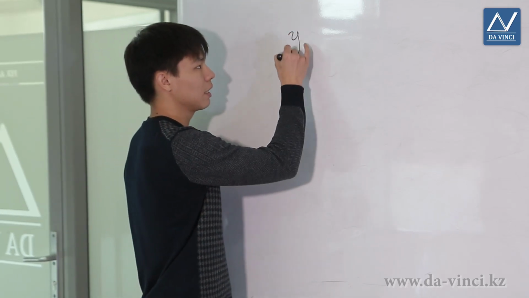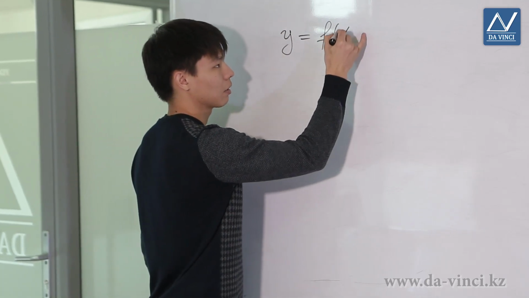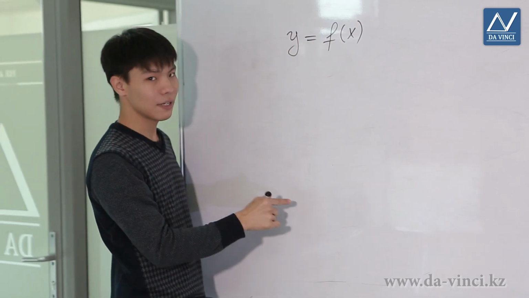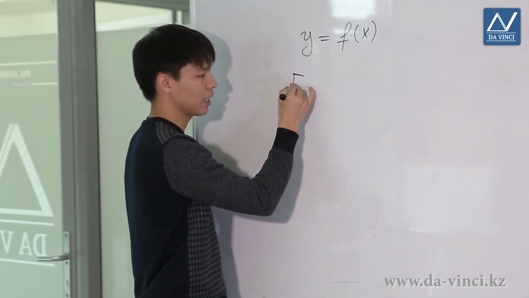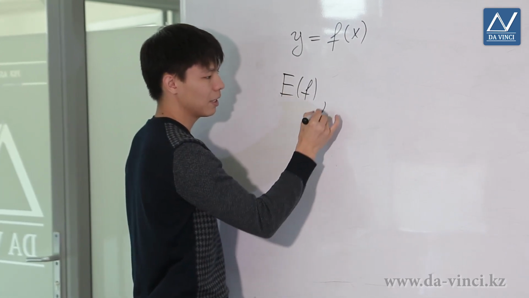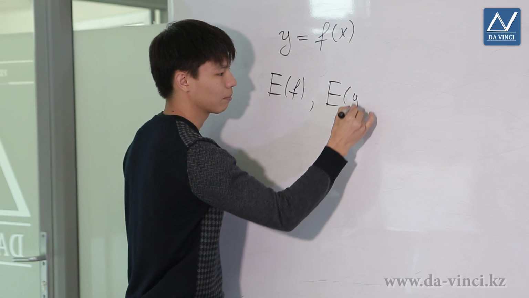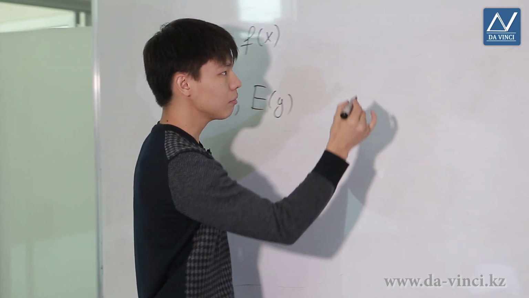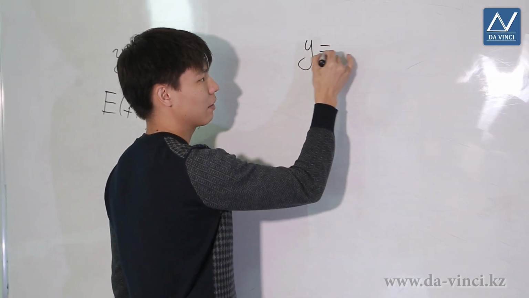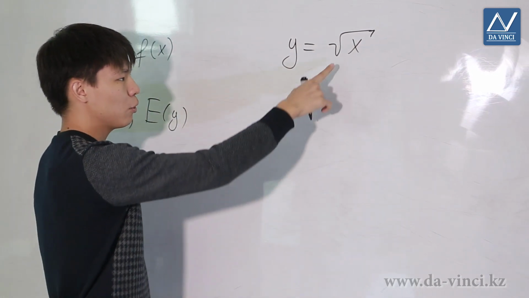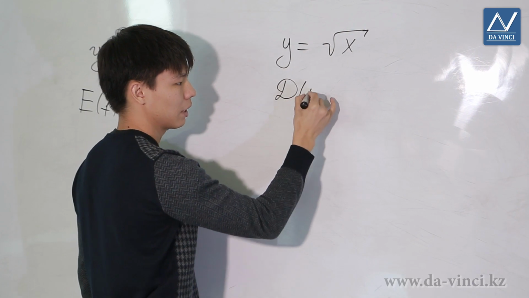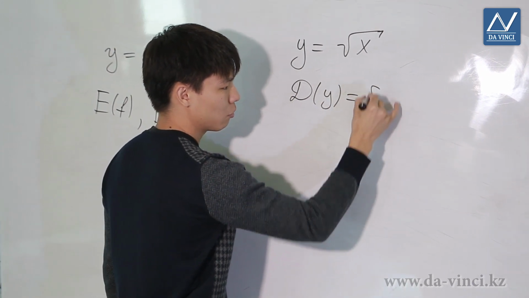Let's introduce the concept of the range of a function. Let's have a function y is equal to f of x. The range of this function is all the values that y takes. These can be denoted as E of f, or, less often, E of y. Let's take a look at an example. Let's have a function y equal to the root of x. The domain in this case, D of y, will be the interval from 0 to plus infinity.